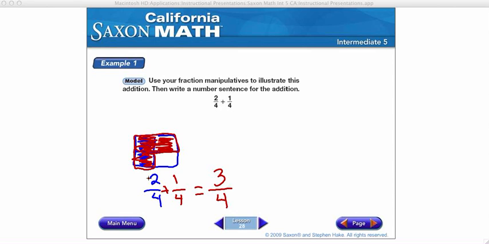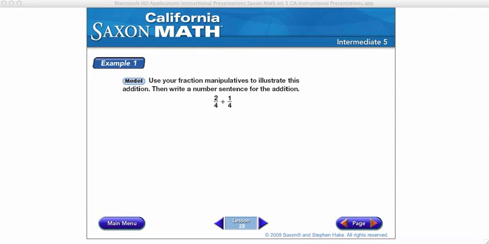And just like a normal addition, 2 in my numerator plus 1 equals 3. So 2/4 plus 1/4 equals 3/4. The big thing you need to remember is that the denominators do not change. Okay? All right, let's look at example 2.